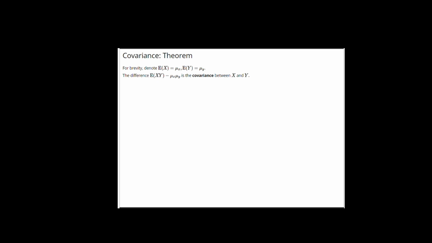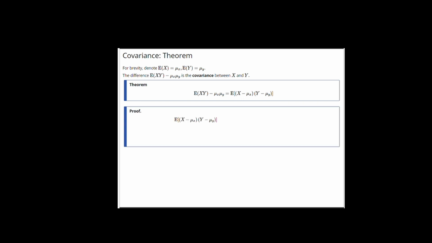The difference between the expected value of the product and the product of the expected values is, in fact, the covariance between two random variables, X and Y. Now, this theorem indicates that there are two different ways of computing that. We can use the difference directly, or we can first subtract off the mean, or the expected value, from each of the two random variables, X and Y, compute the product, and then take the expected value. Proving that these are equivalent is quite easy.